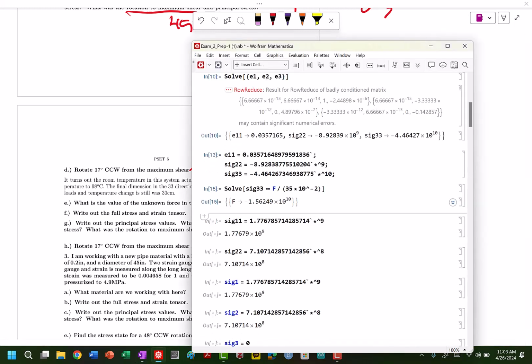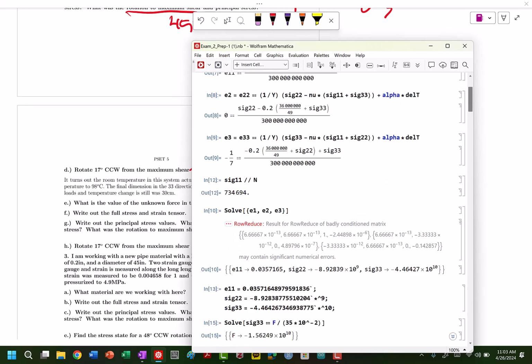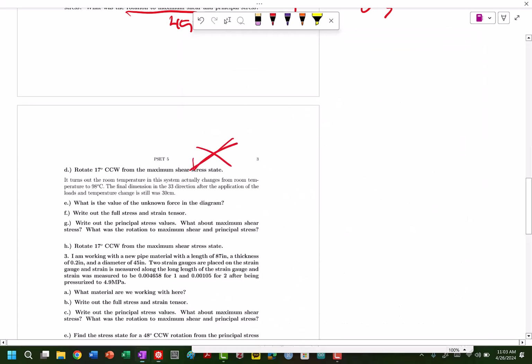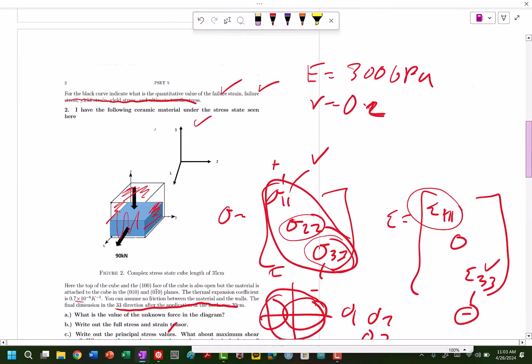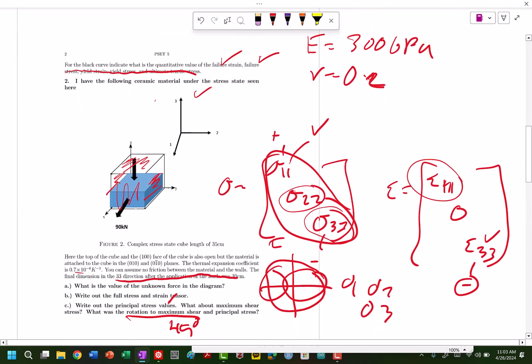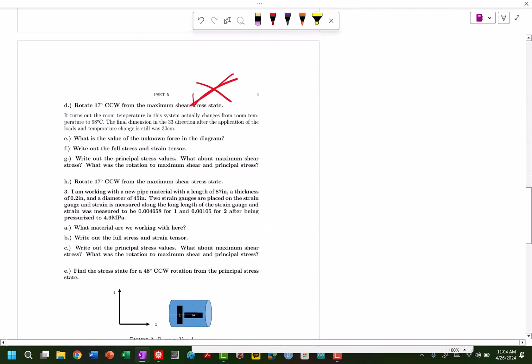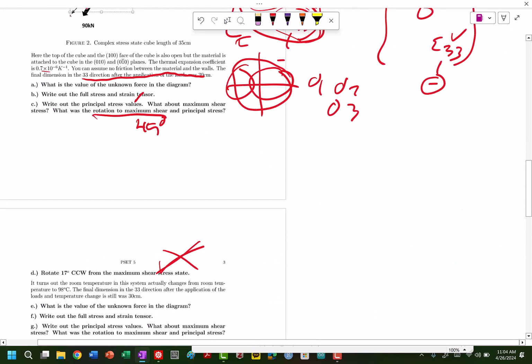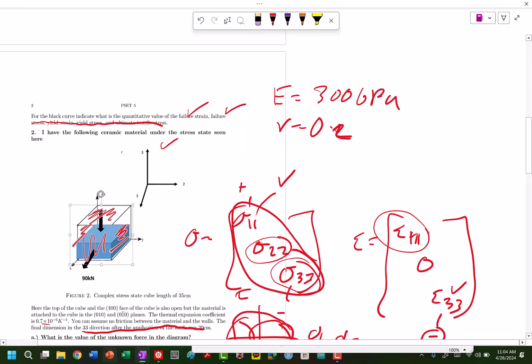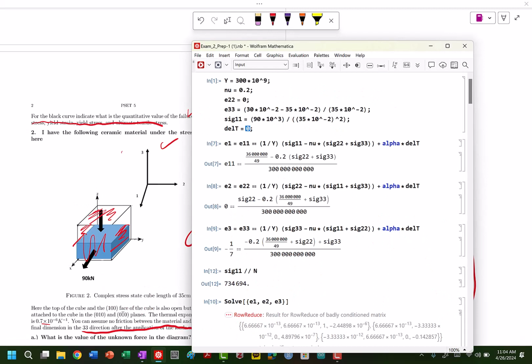Well, all we have to do to change in here, we'd have to define what our alpha is. So I'm going to go up here and type in what our alpha is. Our alpha is going to be now, the delta T is going to be, what was that? 98. So the delta T is going to be the final temperature, which is 98 minus 25. Our alpha is going to be equal to this.